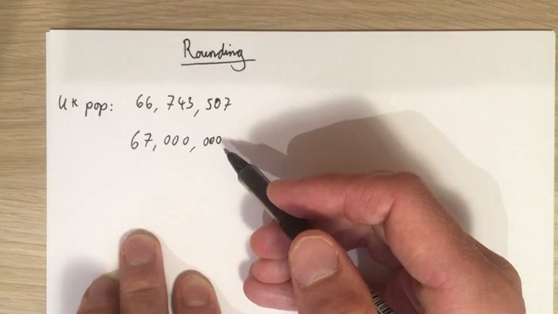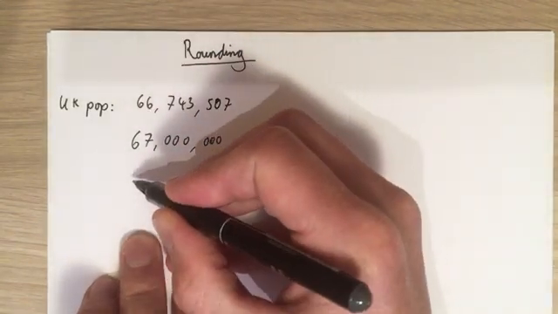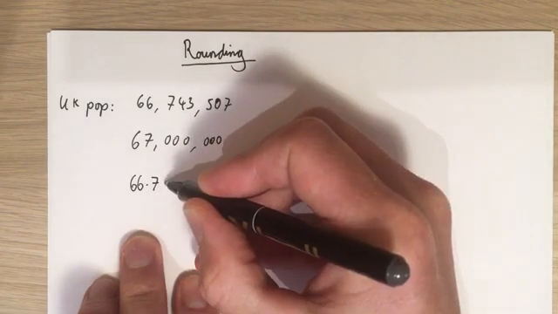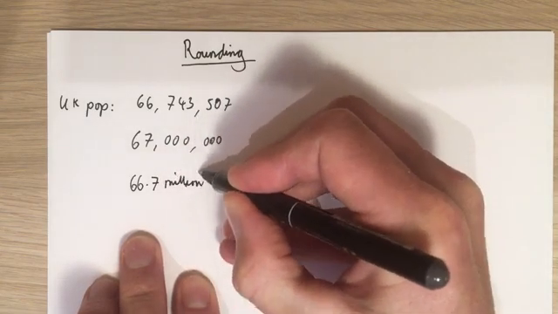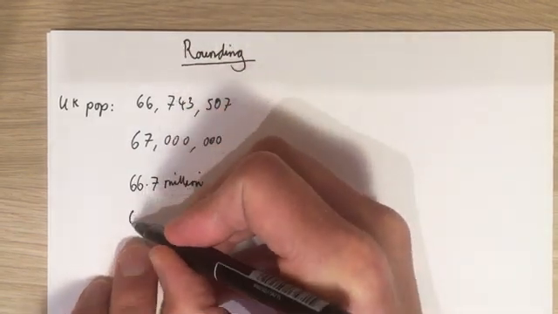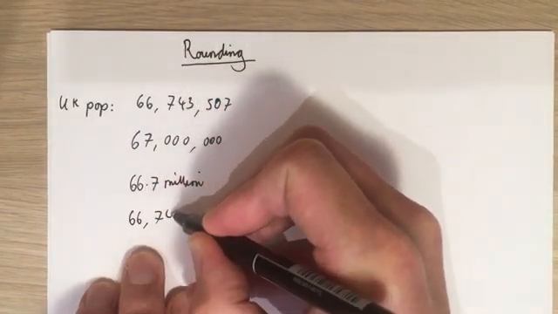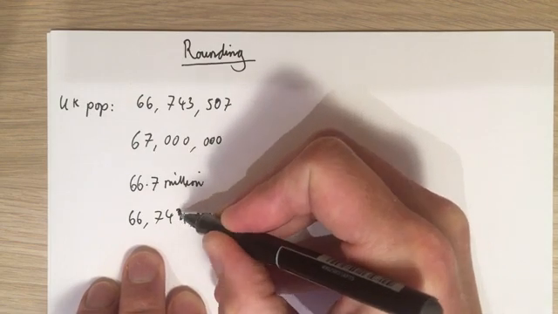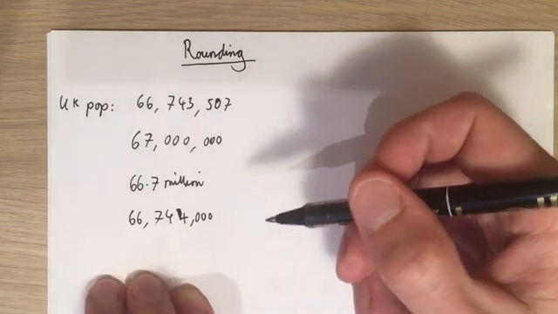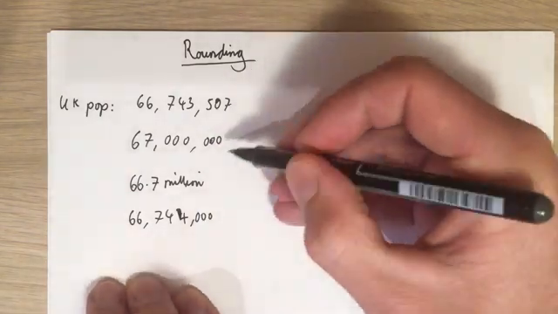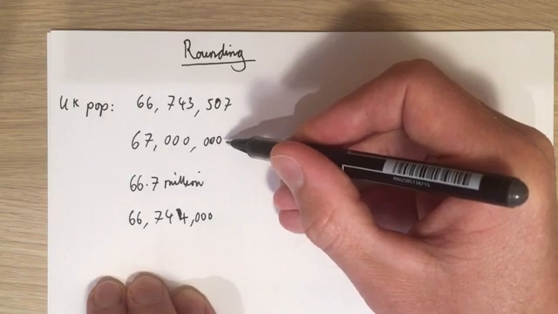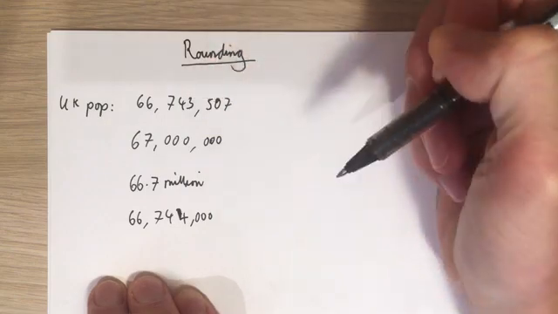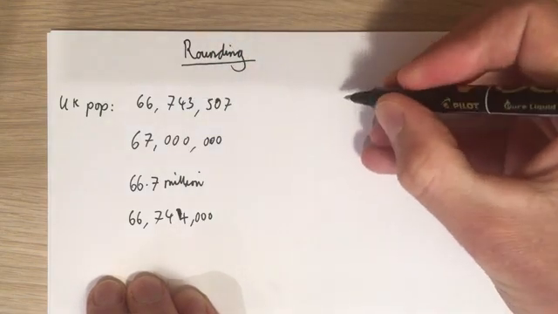What if I want to be a tiny bit more accurate? Well, I could say it's 66.7 million, give or take. I could take some more numbers and I could say 66,744,000, give or take. So let's have a little look at some of these numbers. Why have I said in the first place it's about 67 million when the number started 66,700,000 and something?